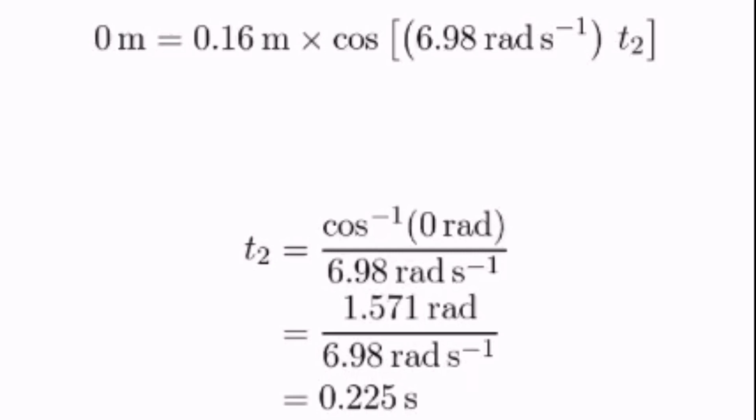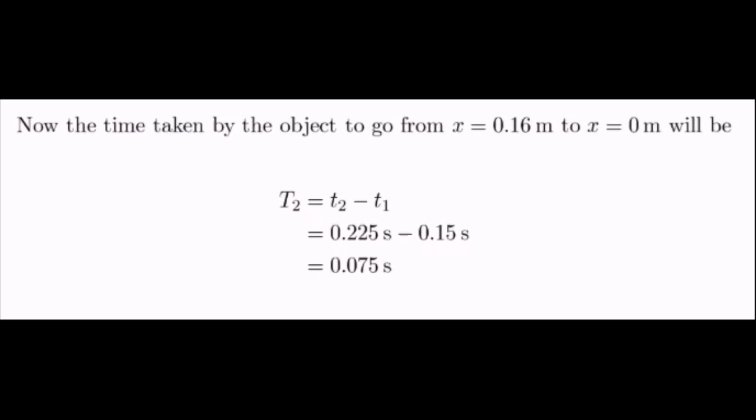Hence, from equation 3, we will get the time t2 at which the object is at 0 meters. So, plugging in all our values and isolating t2, we would end up with a final answer of 0.225 seconds. Now, the time taken by the object to go from x equals 0.16 meters to x equals 0 meters will be, again, the final time minus the initial time. And we would end up with the answer of 0.075 seconds.